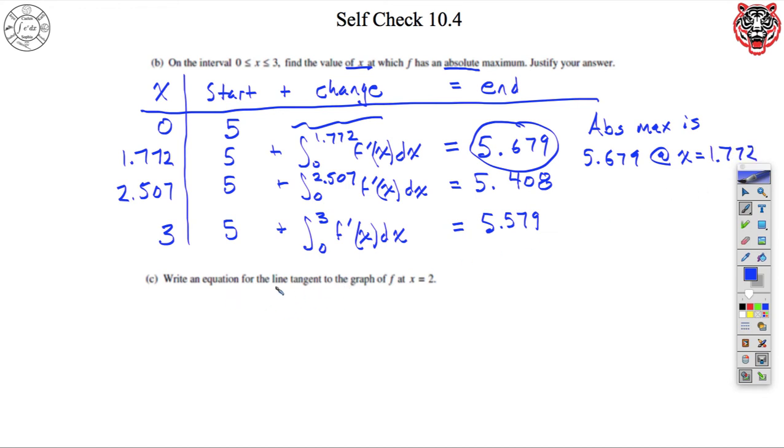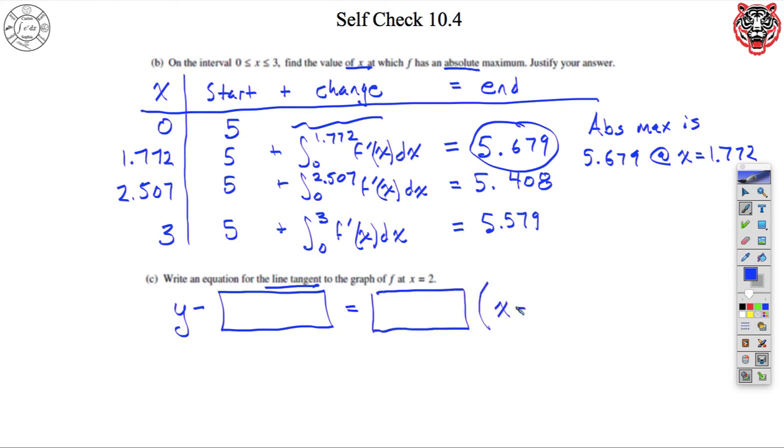Write an equation for the line tangent. Line tangent means we're doing y minus some number there. I'm making it big because I feel like it's going to be a decimal. It's going to be equal to some number there, maybe also a decimal, times x minus, well, I know the x coordinate is small, so I'll just leave that as a box. I could just write 2 right away. All right, what goes in these boxes?